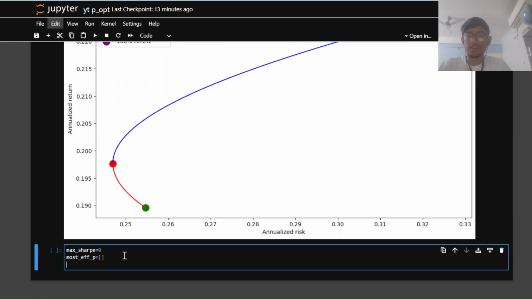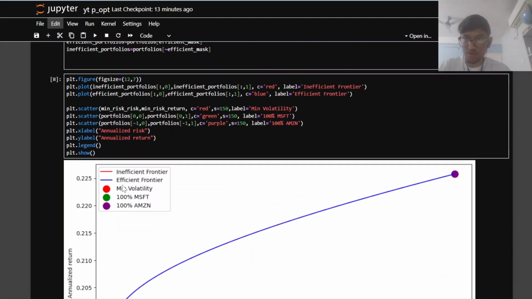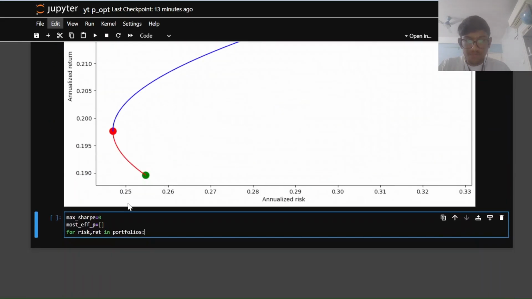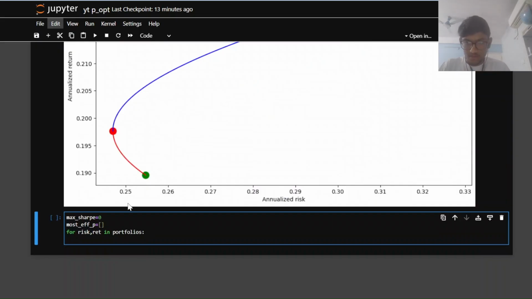So, coming back to finding out the portfolio with the highest Sharpe ratio. We'll loop over all the portfolios that you have in your portfolio array. So for risk comma return in portfolios, right? That's how we defined our portfolios array. So we first have to define your Sharpe ratio function, right? How do we calculate the Sharpe ratio?